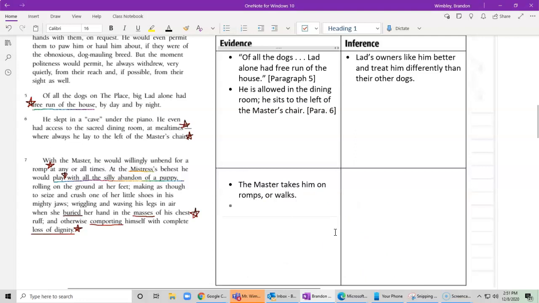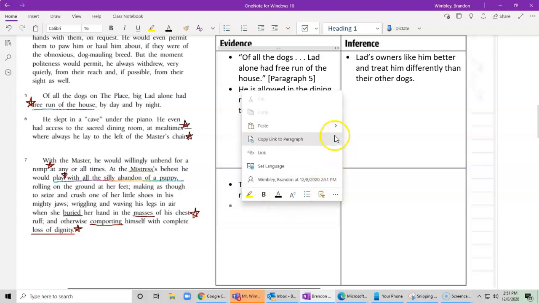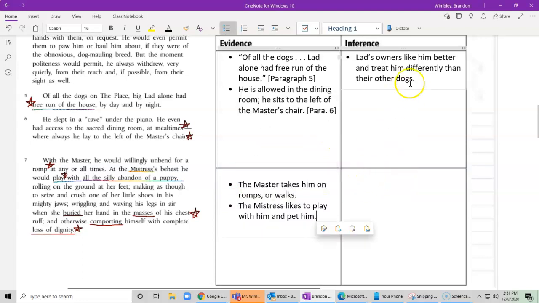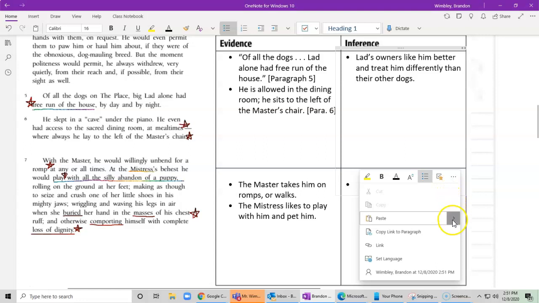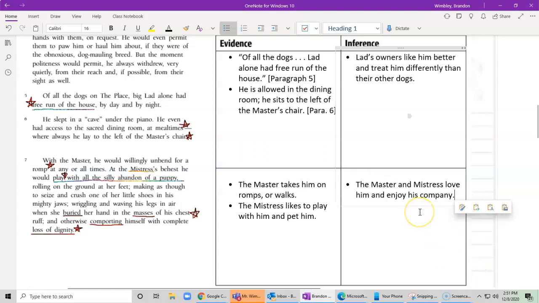Now, what does the mistress like to do? Well, the mistress likes to play with him, and she likes to pet him. She has a good time with the dog, with this little Lad. So that's what we're going to put for our evidence. And based on evidence, what can we infer about how they feel about him? Well, we can infer that they love him and they enjoy his company. Because if they didn't, they'd probably just say, oh, this dog can just stay here and we're not going to take care of him. But they love him, they enjoy his company because they take him on those romps. They play with him. So that's really what we're getting at.